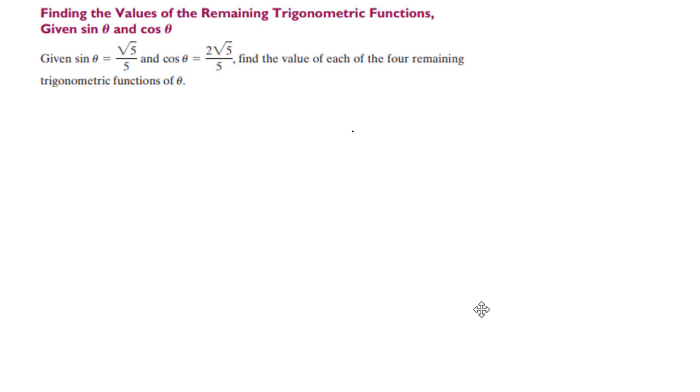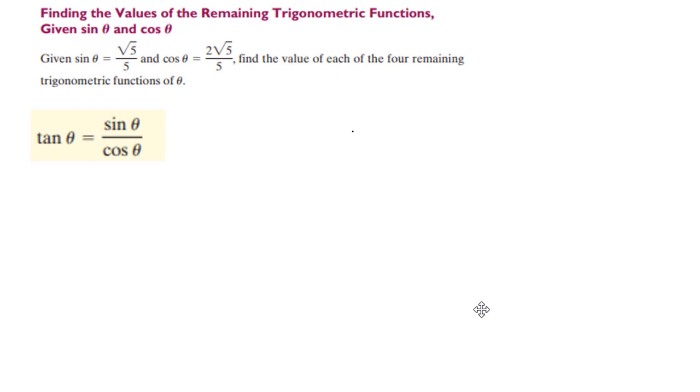Then, what do we know? We know sine of theta and cosine of theta. We're going to use the fundamental identities. It's not important where I'm going to start. You can start with secant, you can start with cosecant, but I'm going to start with tangent. Tangent of theta is equal to sine divided by cosine of theta. Why? Because I already know sine and I already know cosine.